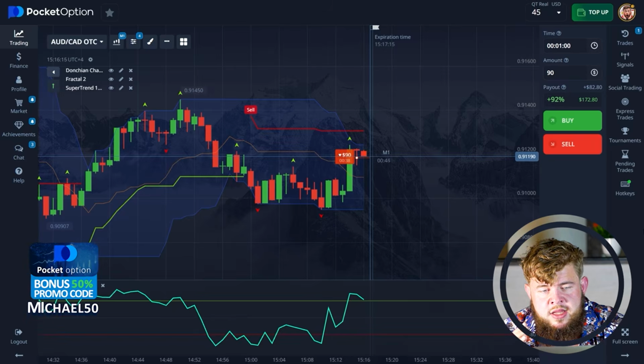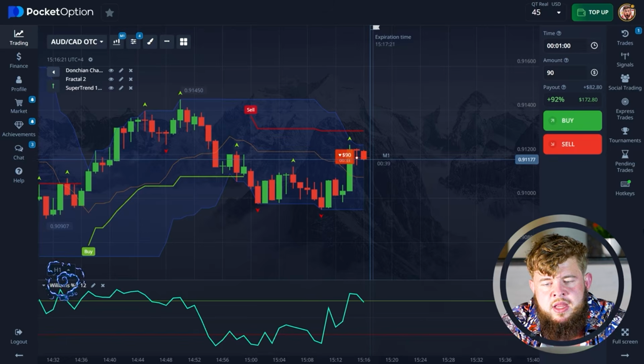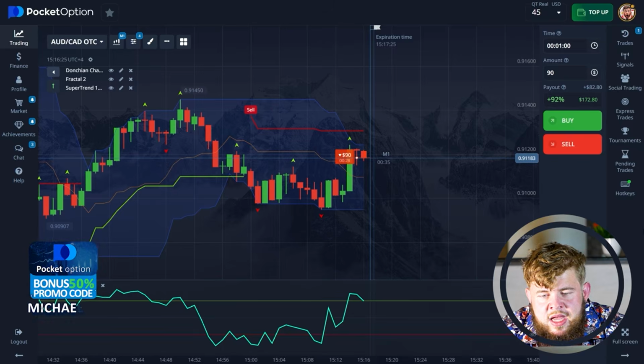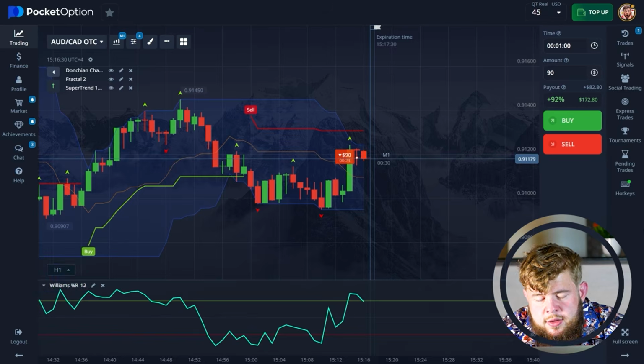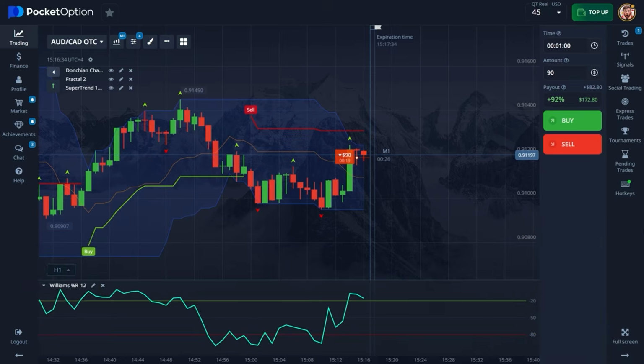And according to the Donchian channels, we're hitting the upper edge of the Donchian channel indicator right now, which acts like the resistance line zone, so we're highly likely to drop. So that's why $90 is invested in the sell position, and we're expecting a potential huge drop.